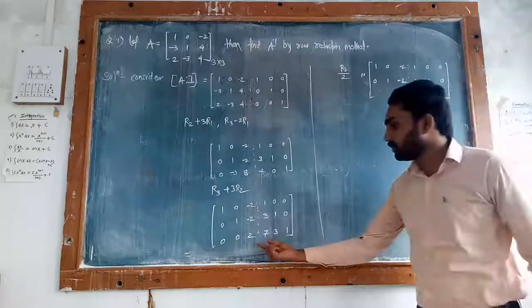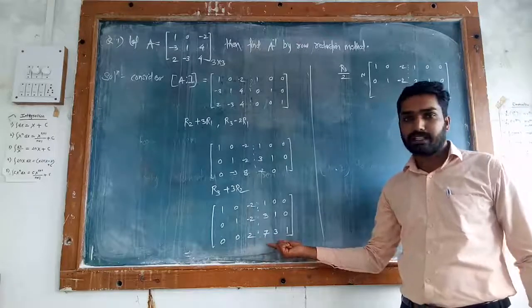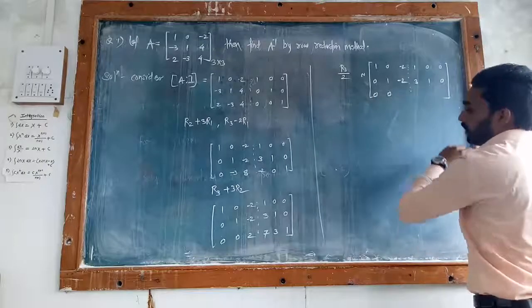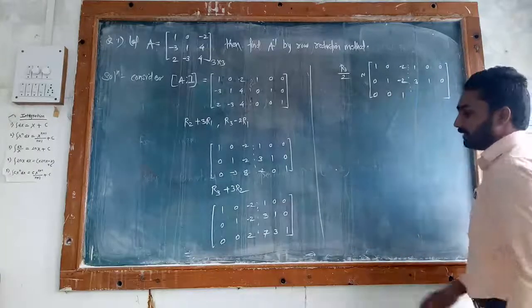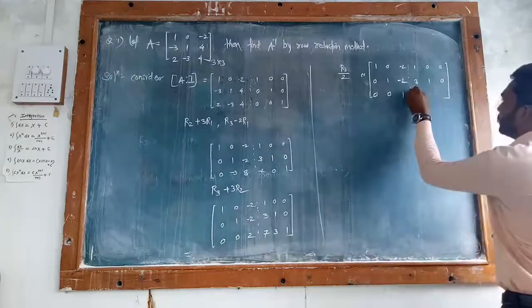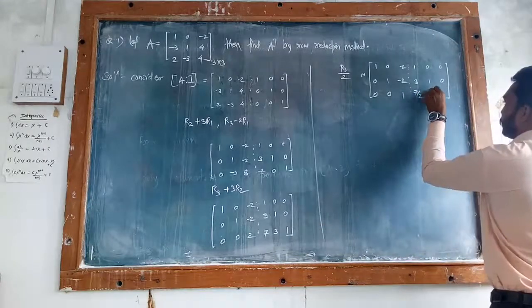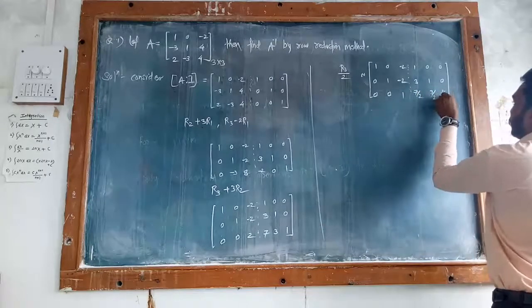What is your last row? We have to divide the third row by 2. Then 0 0 as it is. 2 upon 2 becomes 1. This is your 7 upon 2. Next entry is 3 upon 2. Last entry is 1 upon 2.